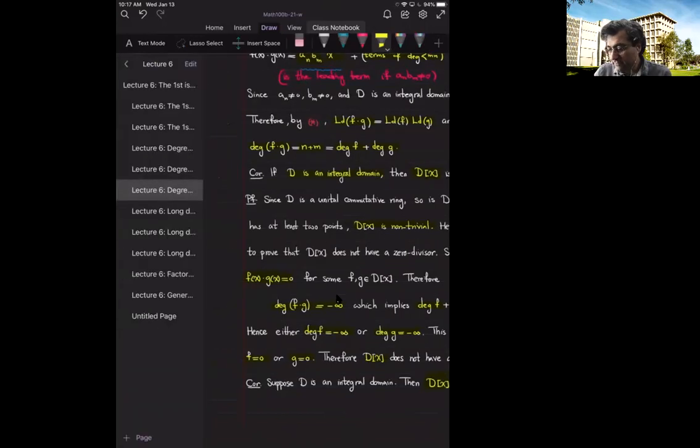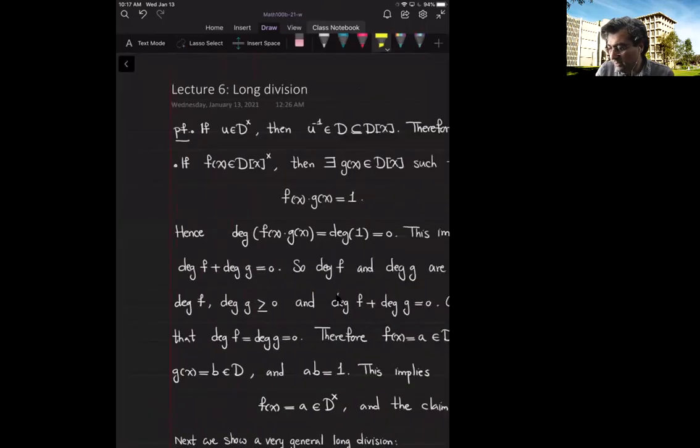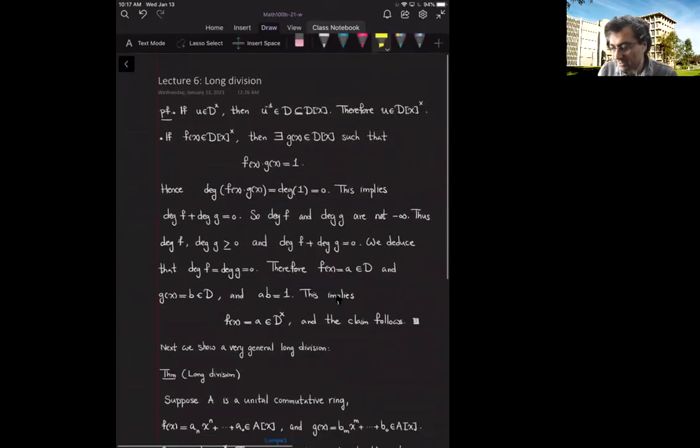Let's observe that if I start with a unit inside the constant polynomials, then it is a unit in the ring of polynomials as well, because if u is a unit in D, then I have an inverse for u in D. I have a multiplicative inverse. But D lives inside the ring of polynomials. And therefore, u inverse is also inside D bracket X. That implies that u is a unit inside D bracket X. So this means that the group of units of D is a subgroup of the group of units of the ring of polynomials. So that part was easy.